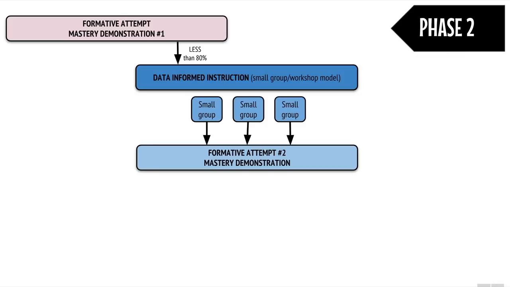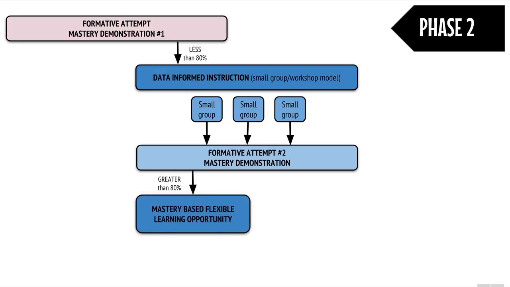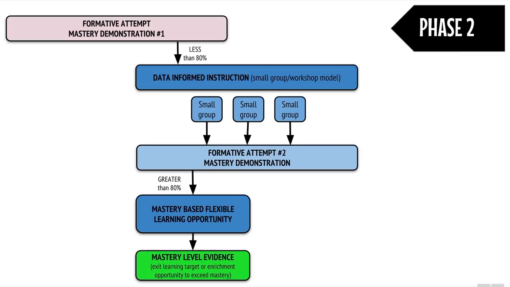They had a first attempt, it didn't go well. Now we're at our second attempt. Okay, same learning target, but multiple attempts. Just like last time, if that attempt at mastery goes well, then the child gets an opportunity to demonstrate their learning in a way that is flexible. Again, this is where the voice and choice comes into play. And then an opportunity to exit the learning target or have some enrichment opportunities for exceeding mastery.